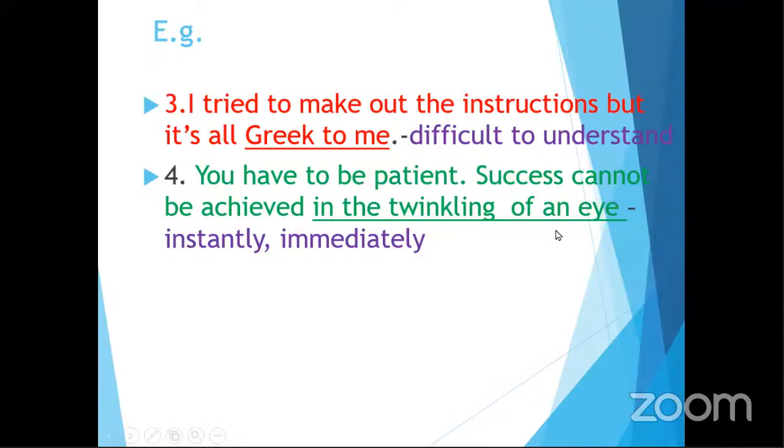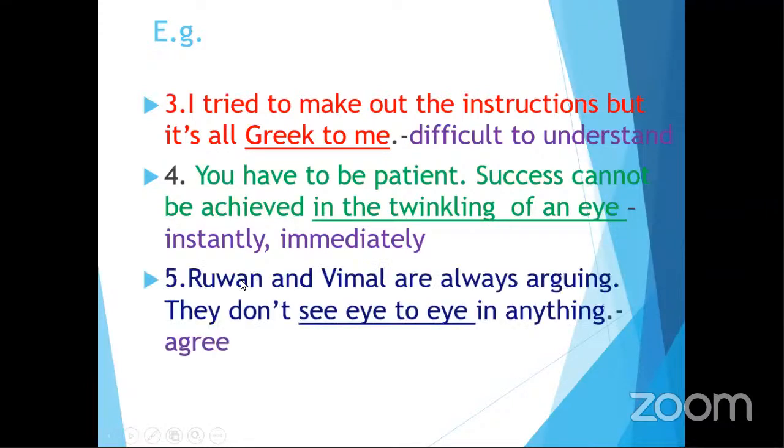In the twinkling of an eye. What does it mean? Instantly. Immediately. You can't achieve success immediately. So in the twinkling of an eye means immediately. Okay. Let's go to the next one. Ruwan and Vimal are always arguing.